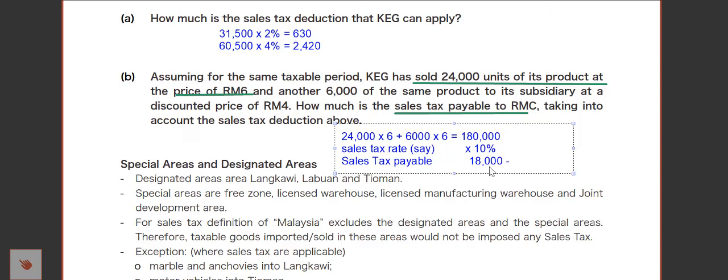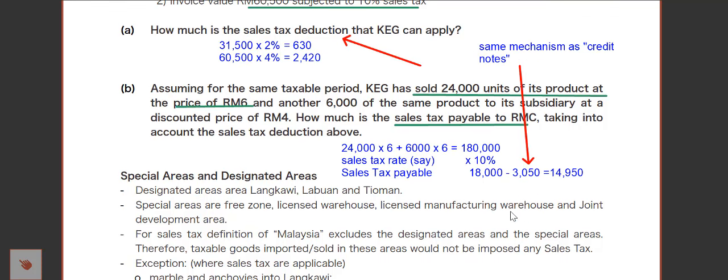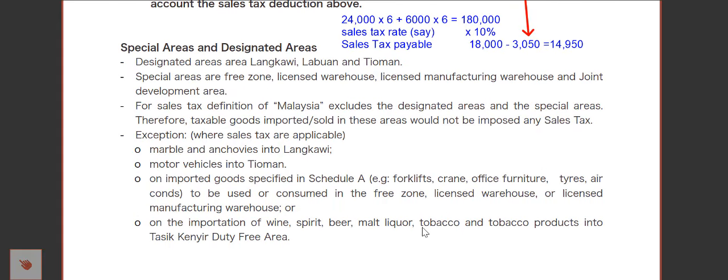Then the 18,000, you will reduce it with 3,050. So you only need to pay 14,950. Okay, now this method is exactly the same mechanism as credit notes. So if you get credit notes, you get the same mechanism. All right. Okay, so that's the main thing that I've explained to you about how sales tax operates.